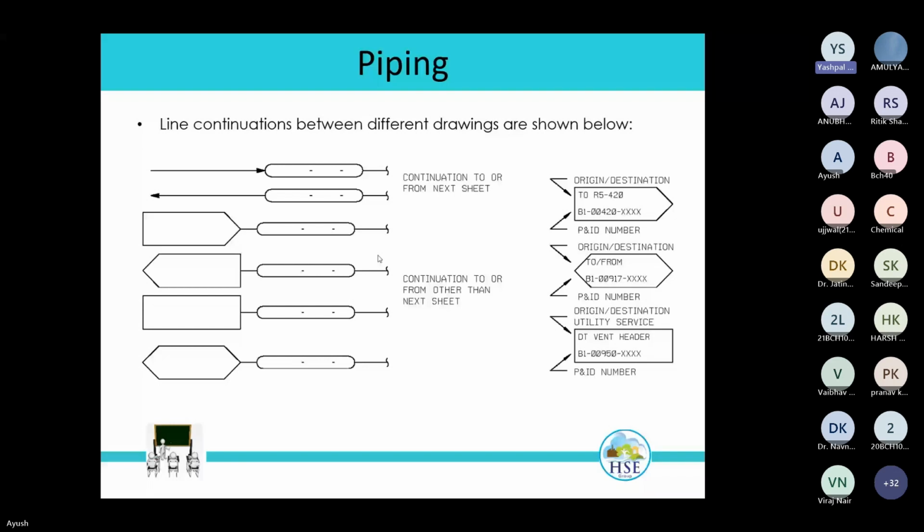For origin and destination, if you see the legends in the right diagrams, it says to RS420. So it is going to RS420, which is again a description of the P&ID number. The same way we can show the connected previous P&ID or next P&ID. Similarly, continuation can be shown in the process also. So we can use these legends for showing or marking the continuations. Next slide, please.